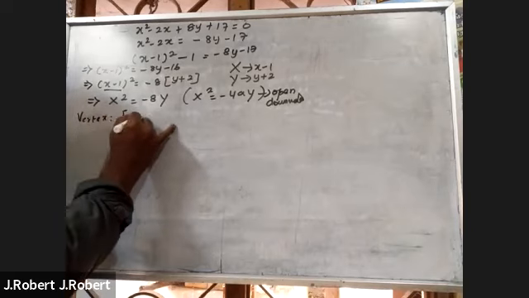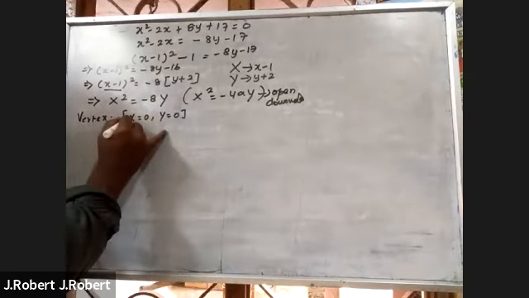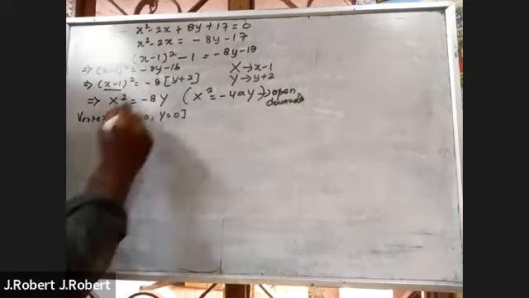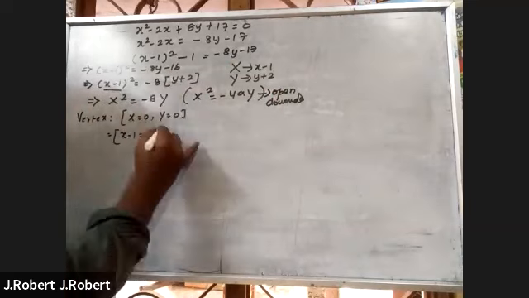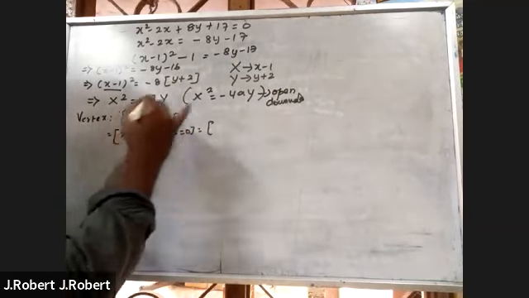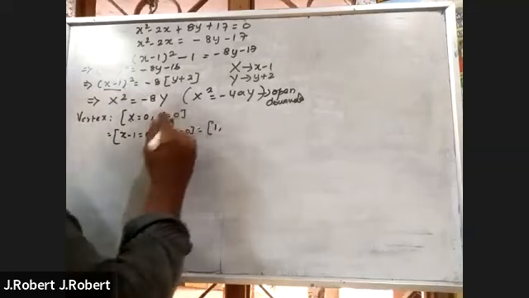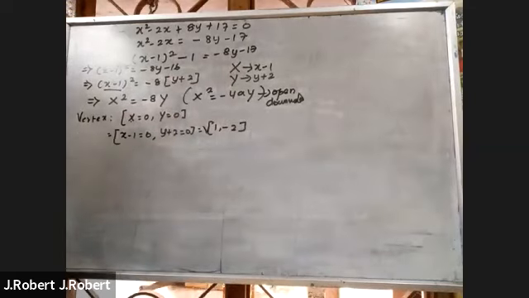Already we know that x equals 0, y equals 0. Now your X is nothing but x minus 1, so I can put x minus 1 equal to 0. And the second one, y plus 2 equal to 0. This gives x equals 1 and y equals minus 2. Our vertex V is (1, -2).